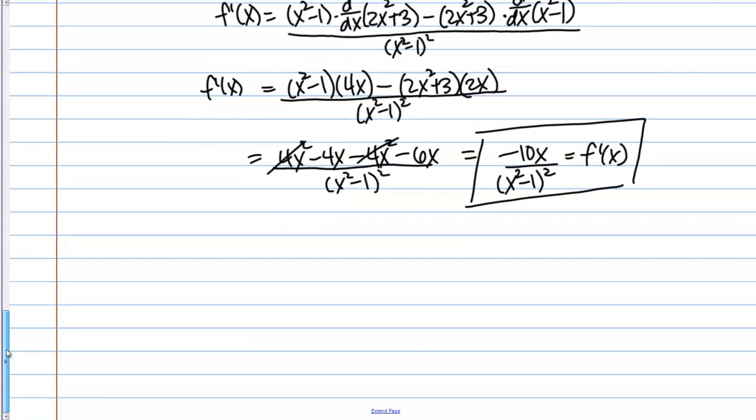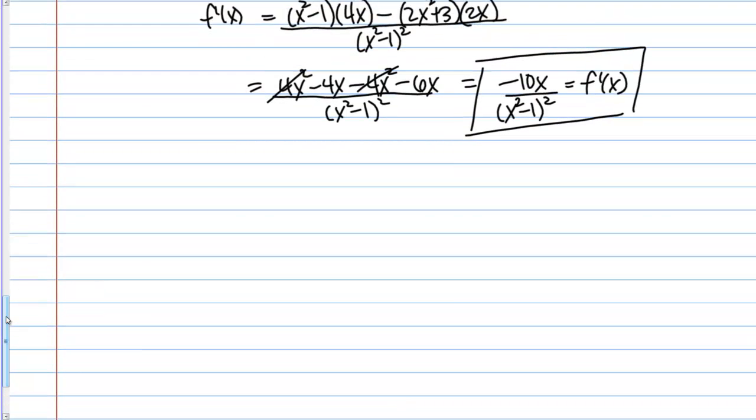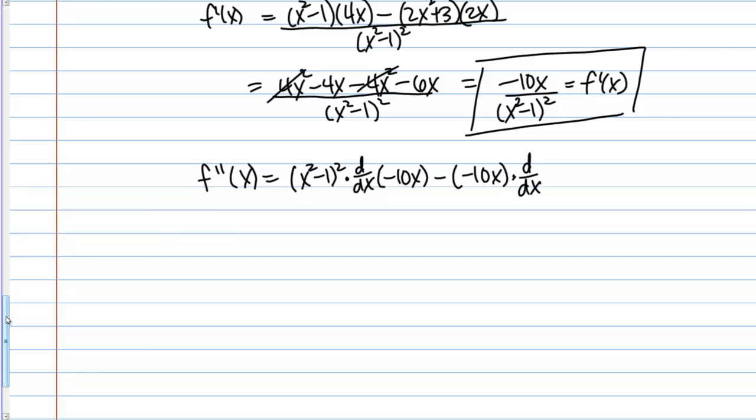Okay, so now that we have the first derivative, we can use that to find the second derivative. So the second derivative is just the derivative of the first derivative. And once again, we're going to have to use the quotient rule. Okay, so what do we have? Bottom times the derivative of the top minus the top times the derivative of the bottom all over the bottom squared.